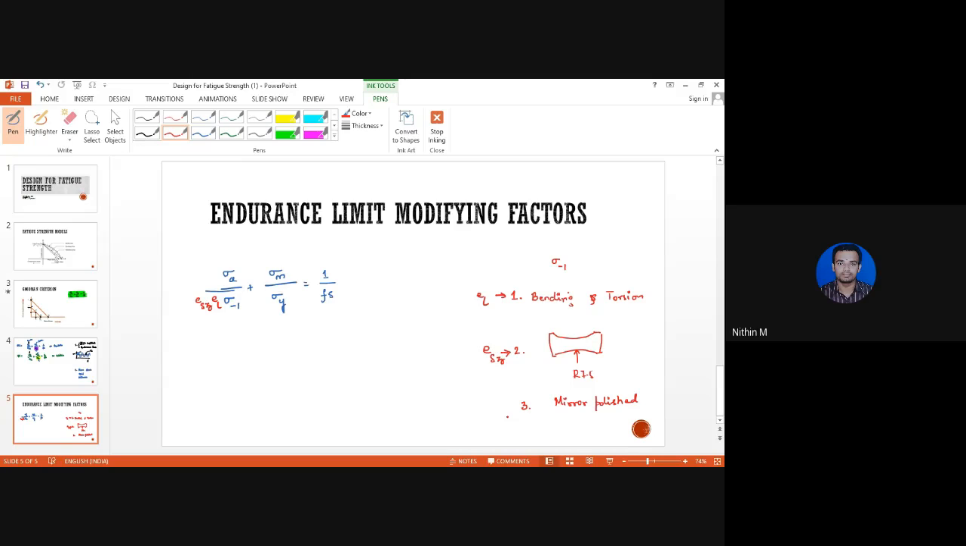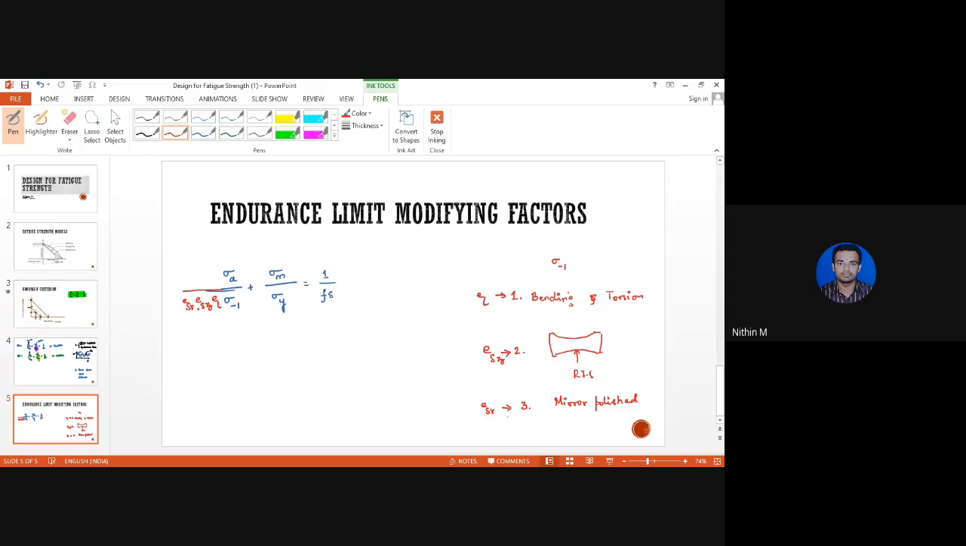Since we know that the surface finish of the actual component is not as fine as the surface finish of the component under lab conditions, I will make use of another factor called the surface factor, which is represented by the term ESR. E is the endurance limit modifying factor. SR stands for surface. So this endurance limit modifying factor called the surface factor should also be multiplied to the endurance limit.